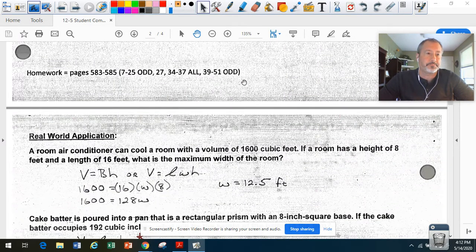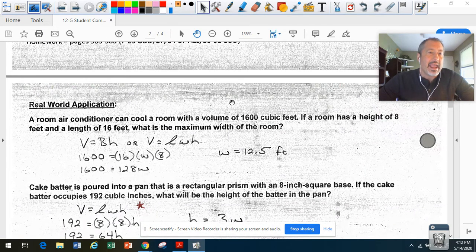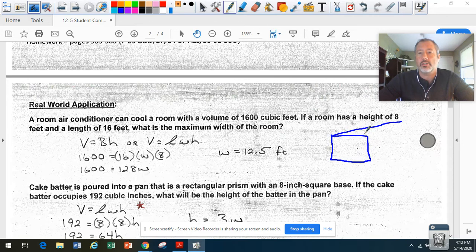Let's continue. Let's do some real world applications here. So it says an air conditioner can cool a room with a volume of 1,600 cubic feet. If a room has a height of 8 feet, a length of 16 feet, what's the maximum width of the room? Okay, so think about this. In a room, we're dealing with a rectangular prism here. Here's our room here, not the best room.